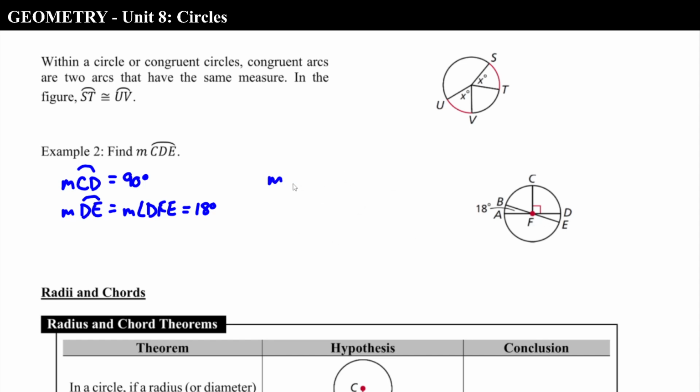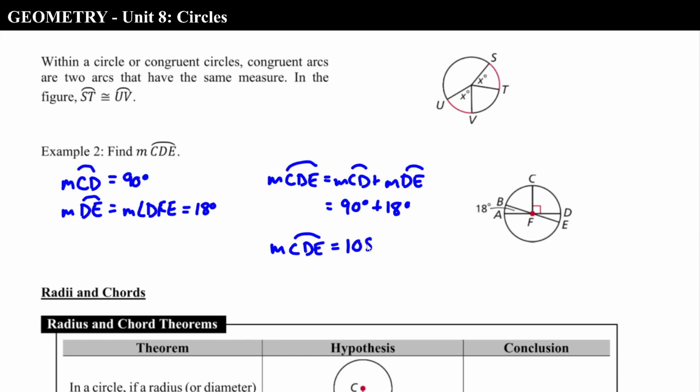And so now we can find that the measure of arc CDE is going to be the measure of arc CD plus the measure of arc DE. The measure of arc CD is 90 degrees. The measure of arc DE is 18 degrees. So the measure of arc CDE is going to be 108 degrees.